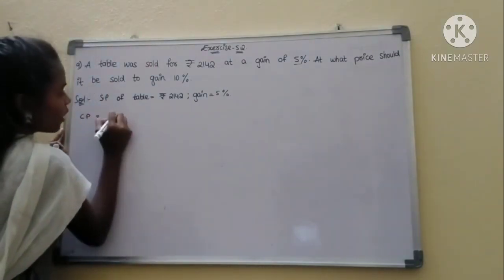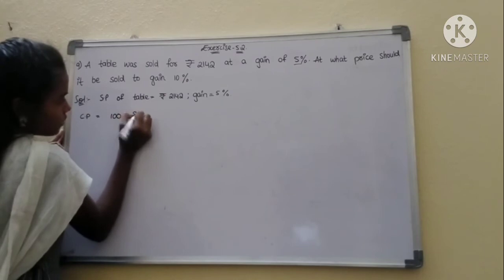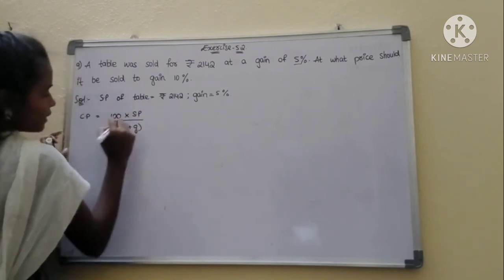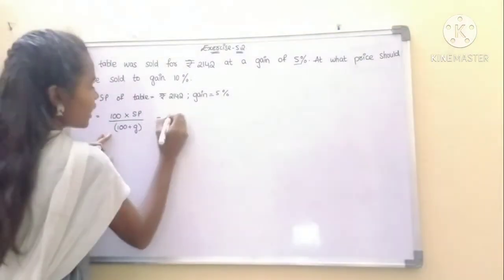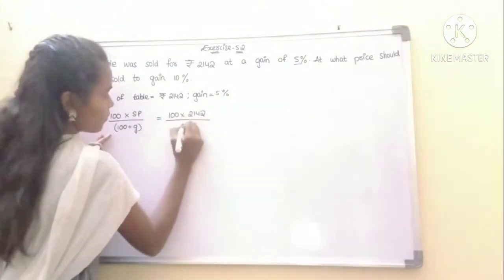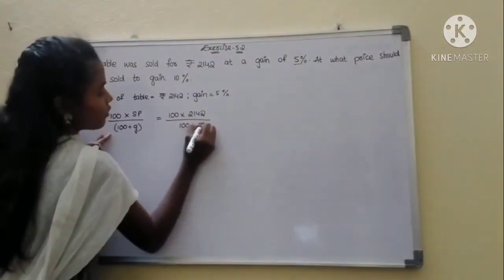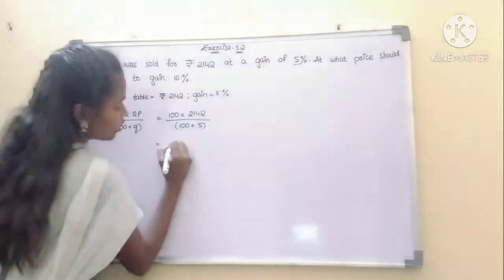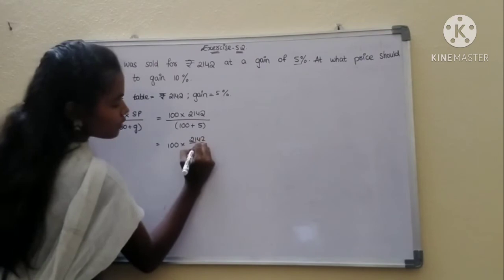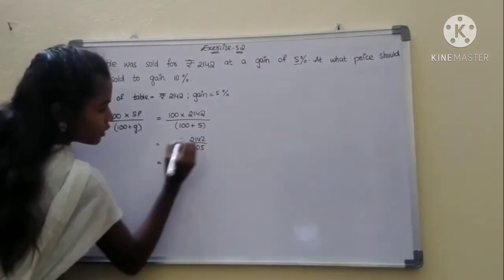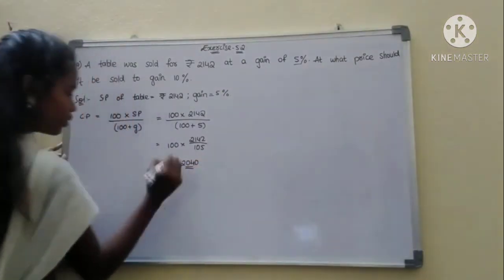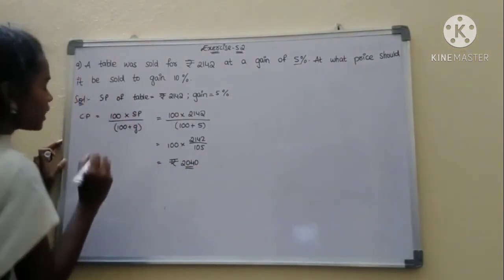Cost price is equal to 100 into SP by 100 plus gain. We have to add 100 to both, so 100 into SP, which is 2142, by 100 plus gain. How much? 5. That is equal to 100 into 2142 by 100 plus 5, 105. If we do the cancellation, we get the result 2040.